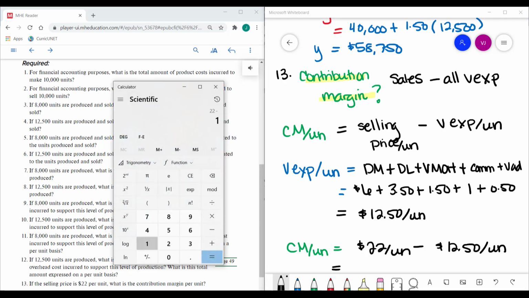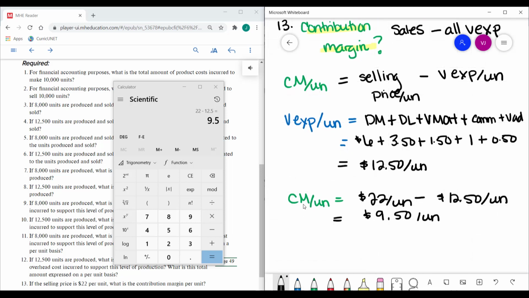So we'll do 22 minus $12.50. That leaves us with the $9.50 per unit of contribution margin. So again, what does this mean? For every unit we sell, how much money are we bringing in? We're bringing in $22. But also for every unit we sell, what did that unit cost us to produce and sell? $12.50. So how much would we have left of that $22 coming in to cover any and all fixed costs that the business is incurring?